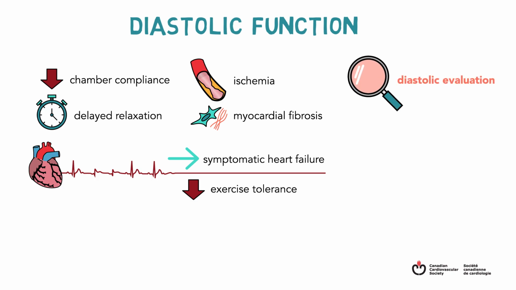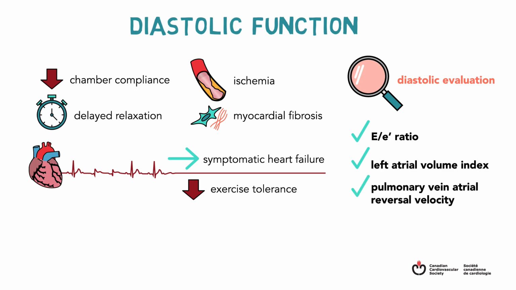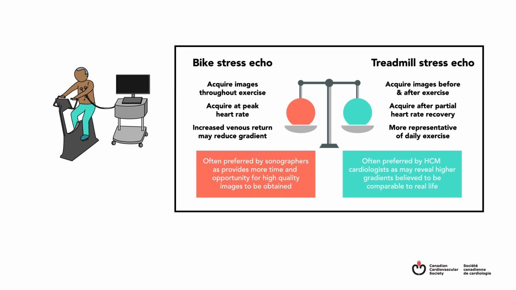Comprehensive diastolic evaluation in HCM is often necessary, including E/A ratio, left atrial volume index, pulmonary vein atrial reversal velocity, and tricuspid peak velocity. Exercise stress echocardiography may be conducted with an upright treadmill preferably or supine bicycle as an alternative. The search for gradient should be exhaustive, particularly when the patient's description of symptoms is strongly suggestive of obstruction.